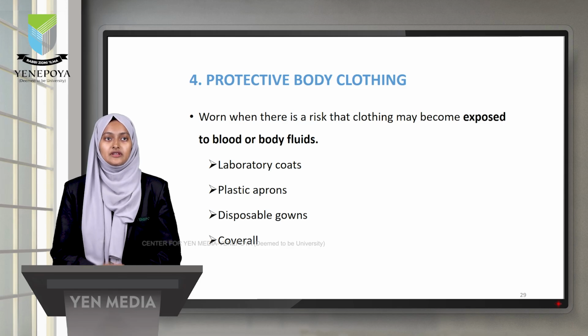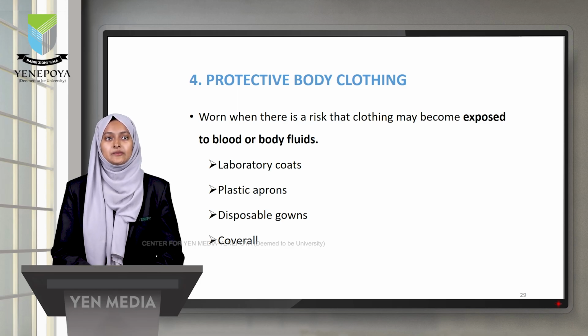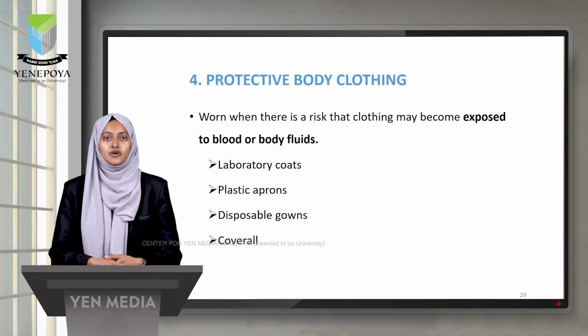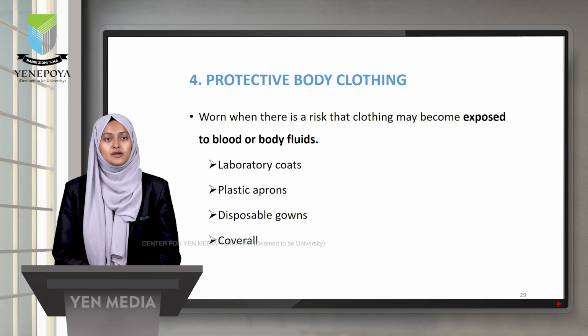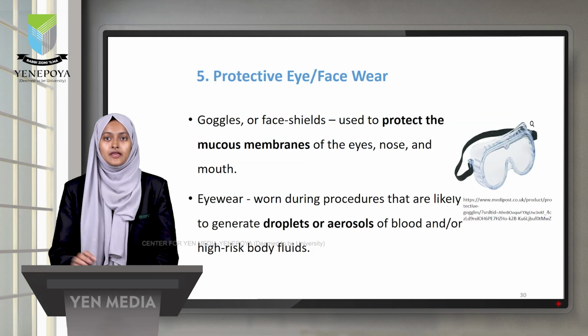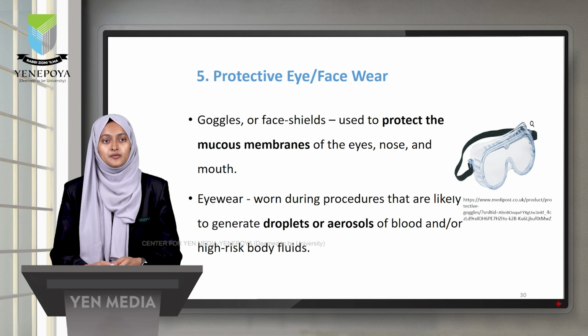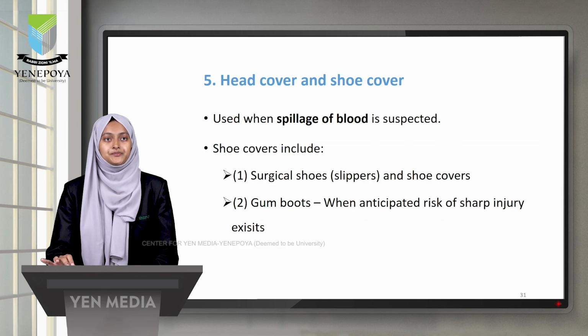The fourth component under personal protective equipment is the protective body clothing. It is worn when you know that you could be exposed to any blood or body fluids. So we have laboratory coats, plastic aprons, disposable gowns, as well as coveralls. Then we have the protective eye or face wear to protect the mucous membrane of the eyes, nose, as well as mouth. It's worn when there are procedures which can generate droplets or aerosols.